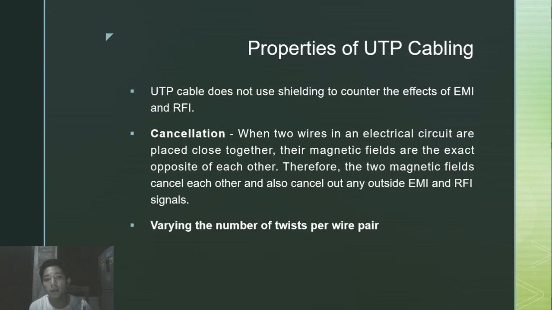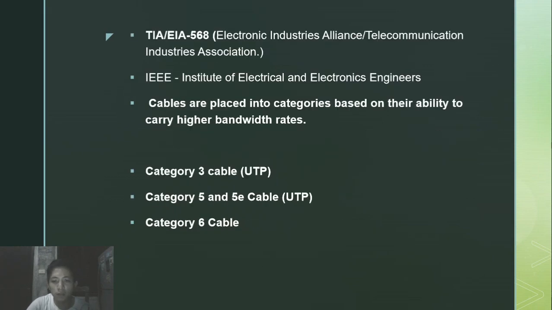Properties of UTP cabling: UTP cabling does not use shielding to counter the effects of EMI and RFI. Cancellation: when two wires in an electrical circuit are placed close together, their magnetic fields are the exact opposite of each other. Therefore, the two magnetic fields cancel each other and also cancel out any outside EMI and RFI signals. Another property is varying the number of twists per wire pair.